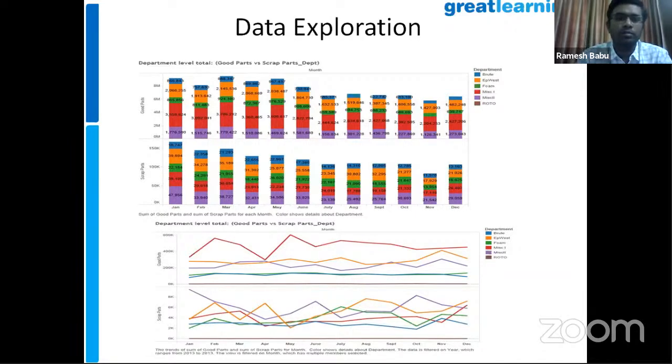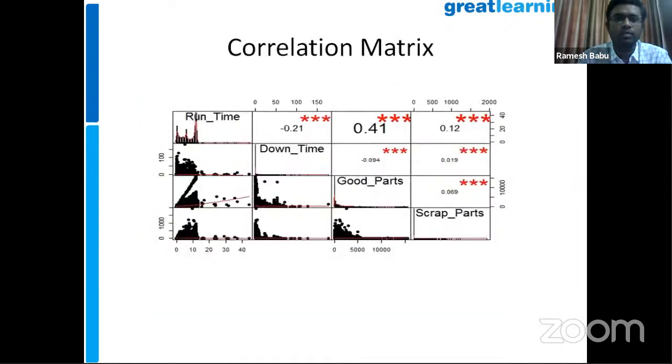Here, let me quickly go to the correlation matrix that we have built. Right? When we do a correlation between runtime, downtime, good parts and scrap parts, we have seen a good correlation between the runtime and the good parts, and between the downtime and the scrap parts. Based on the correlation matrix, we have to forecast the runtime, downtime, good parts and scrap parts for each of the machines, and what the overall equipment efficiency could be, right?